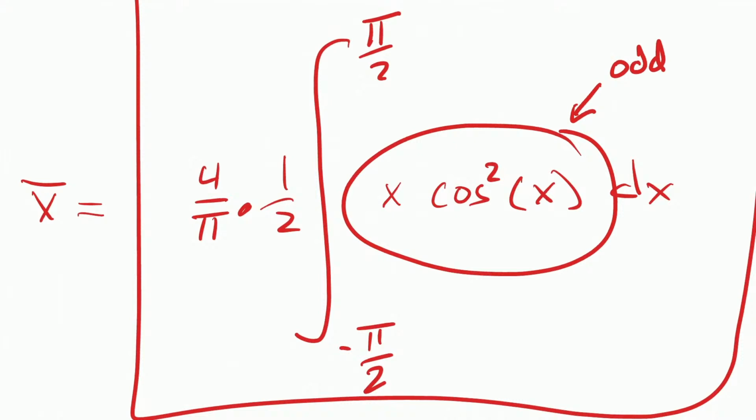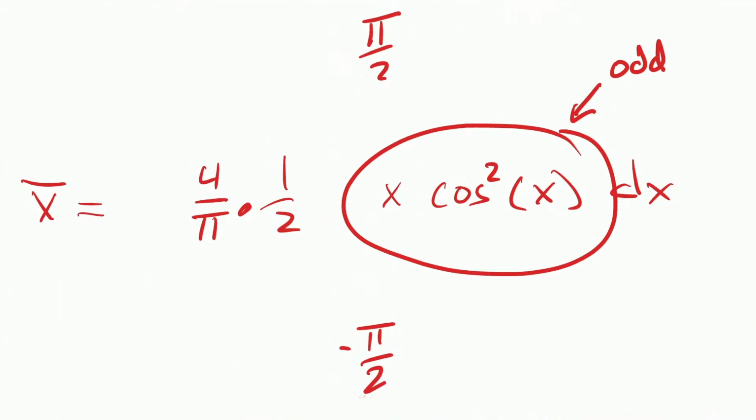Oh wait, odd. Can I exploit the oddness? Well, it must be 0, because you said it's symmetric. Yeah, it's got to be 0. Yeah, they cancel each other out. The areas cancel each other out. So whenever you have odd, the whole thing cancels out.